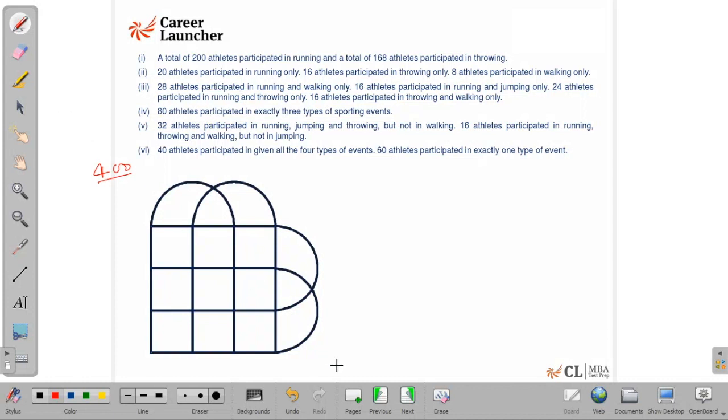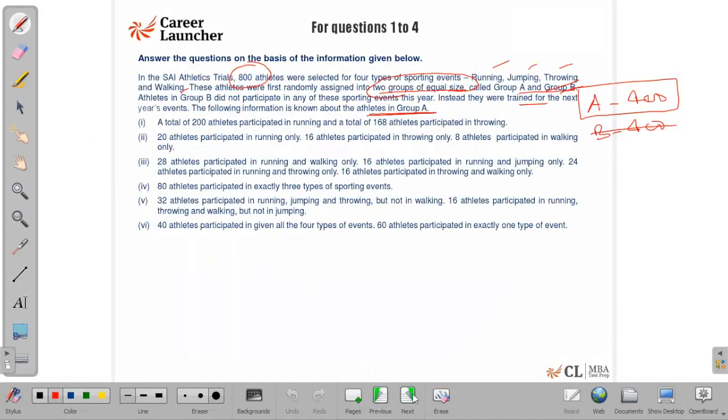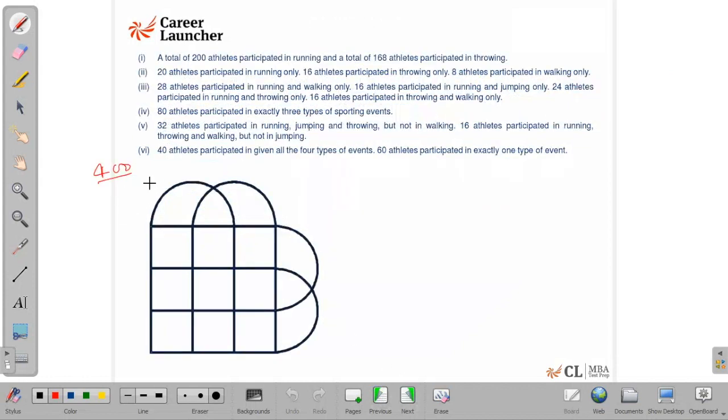Okay, and what are the 4 events? These are running, jumping, throwing and walking. So we have running, jumping, throwing and walking. Right? 200 athletes participated in running. Okay. And a total of 168 in throwing. So 168 here.